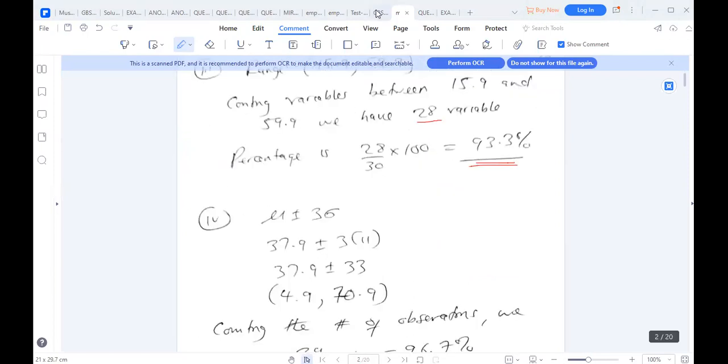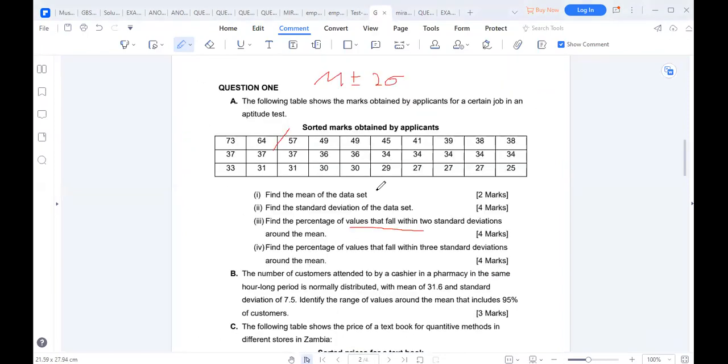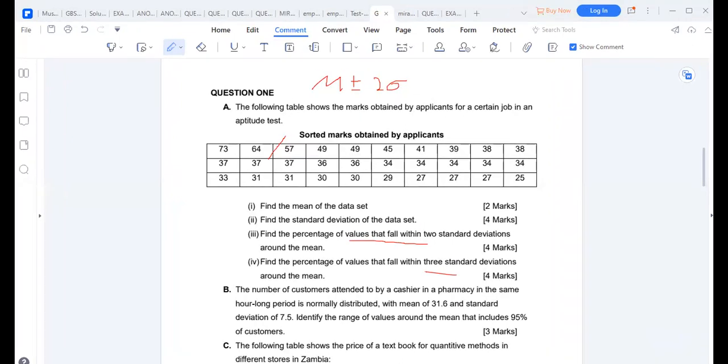And the next question was asking us to find our observations that fall within 3 standard deviations. Are we clear so far? Yes. All right, so you handpick them. Okay. So for 3 standard deviations, we are going to calculate them.